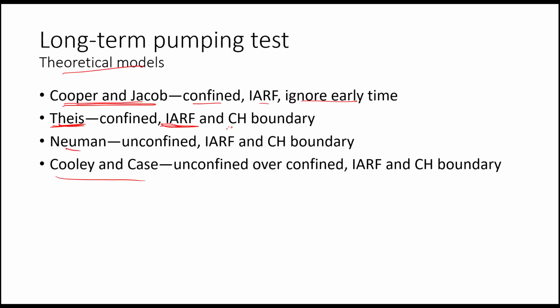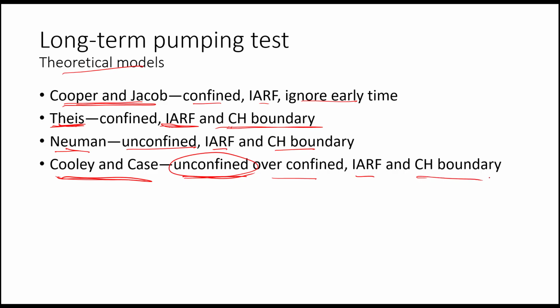Reservoir case, but also it will allow us to include a constant head boundary. The Neuman solution is for an unconfined aquifer, and we can also evaluate the infinite case and the case with a boundary. And the Cooley solution is for an unconfined aquifer over a confined aquifer. I selected this one because the saprolite is unconfined, and we might think of the underlying rock as confined. And again, this one would have infinitely acting and constant head boundaries.